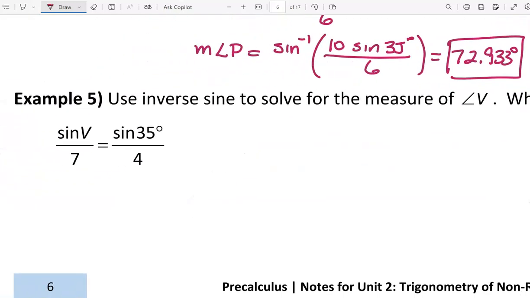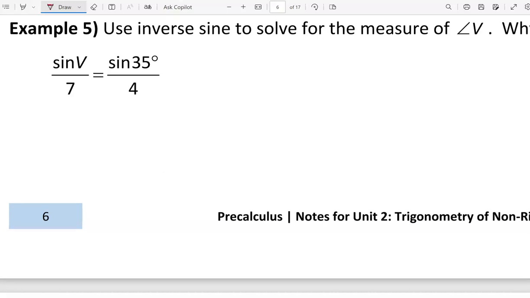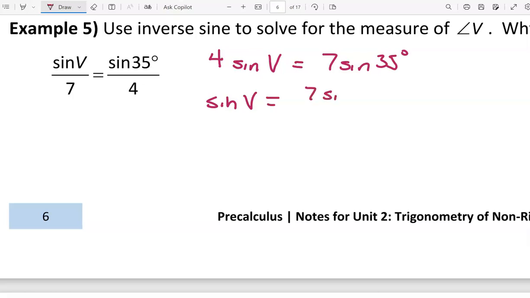Last example, we're using the inverse sine to find the measure of angle V here. So another law of sines type of situation. And we have 4 times the sine of angle V, if we cross multiply, equals 7 times the sine of 35 degrees. We're going to divide by 4. So sine of angle V is 7 times the sine of 35 degrees divided by 4. And then we can find the measure of angle V by taking an inverse sine.